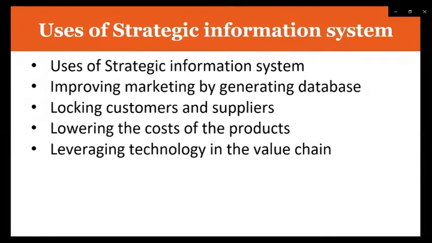And then locking in customers and suppliers. So it is an essential way of getting a competitive advantage by making the customers and suppliers permanent. In this strategy, the information system is implemented to provide benefits to the customers and the suppliers so that they may change their mind and find it hard to switch over to other competitors.